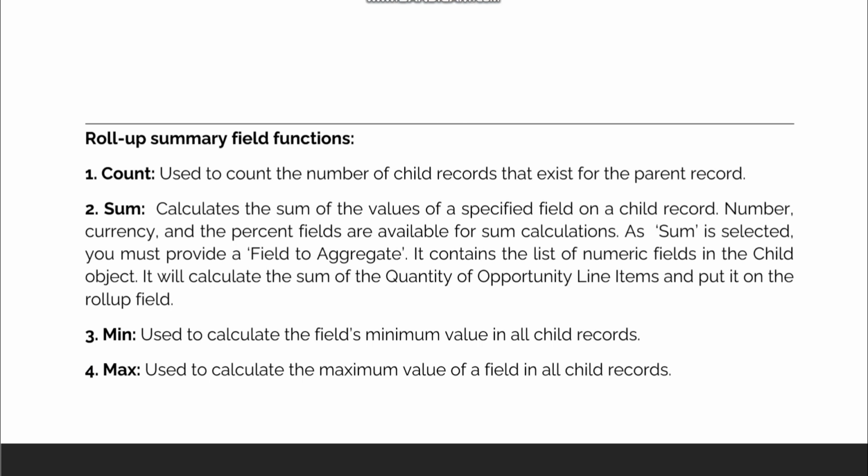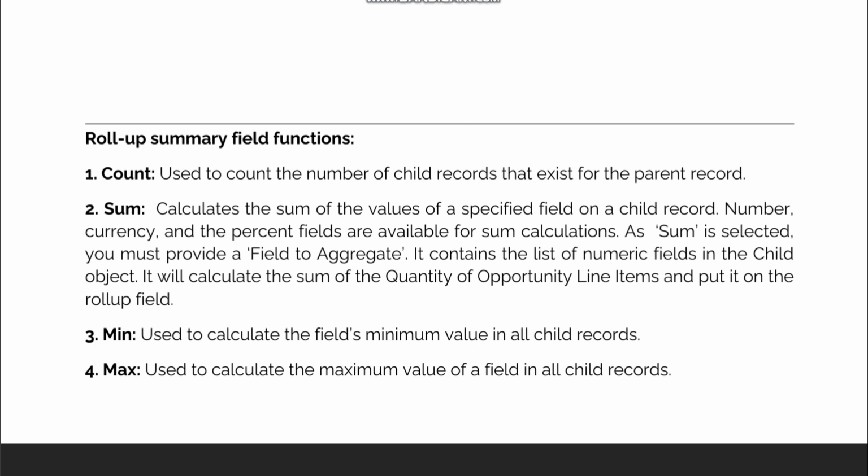Sum will calculate the sum of the values of a specified field on the child records. For example, if the child record has a field like salary, then for whatever child records have salary 1 or salary 2, it is used to sum the salaries. As sum is selected, you must provide a field to aggregate. It contains the list of numeric fields in the child object. It will calculate the sum of the quantity of opportunity line items and put it on the roll-up field.